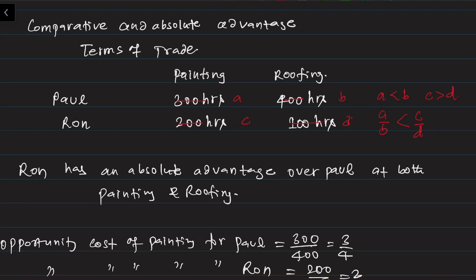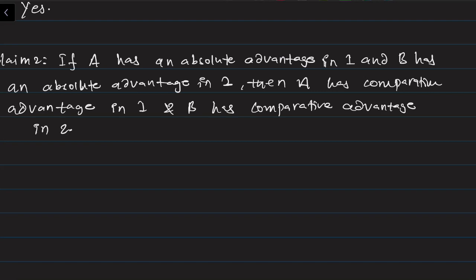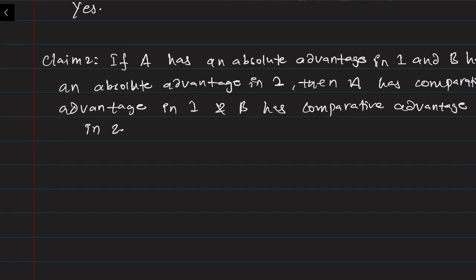So now you can clearly see that the opportunity cost of painting for Ron is greater than the opportunity cost of painting for Paul. So Paul has a comparative advantage, right? So when Paul has the absolute advantage, then Paul also has the comparative advantage. So it says if A has an absolute advantage in 1, then A has a comparative advantage in 1, which is true, right? So this claim is true.